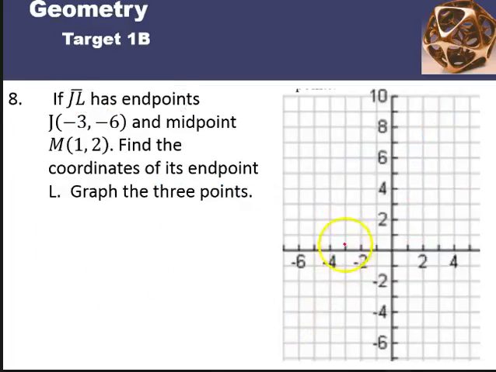Okay, number 8, I have an endpoint, and I need to find the other endpoint. Okay, so I have the endpoint and a midpoint, and I need to find the other endpoint. So negative 3, negative 6 is the endpoint that I'm given. We'll call that J. And M is the midpoint, and that was 1, 2. We're going to call that M.